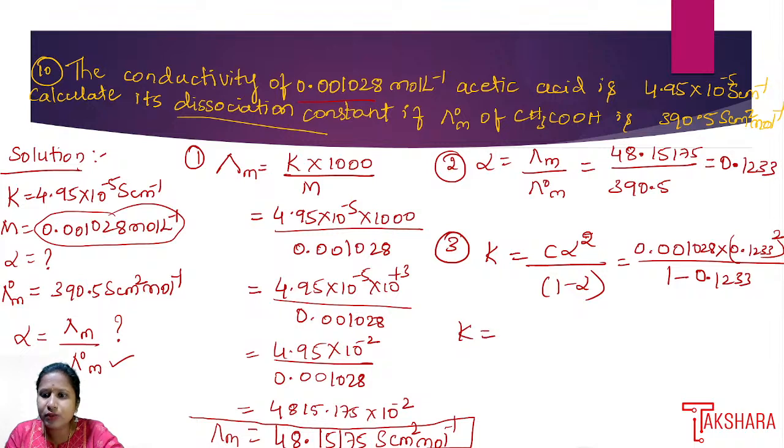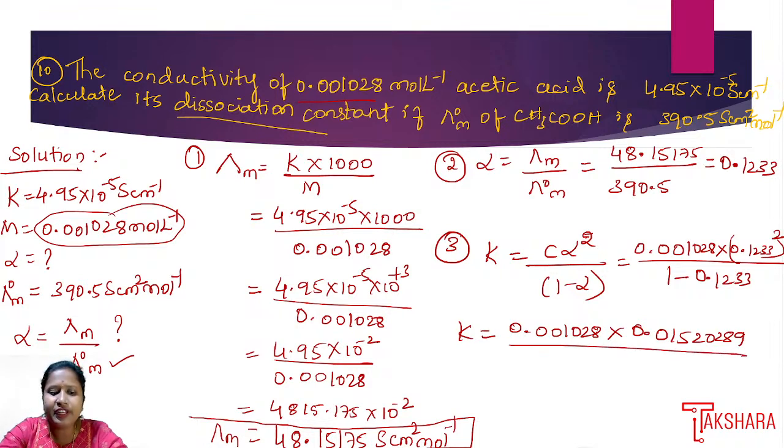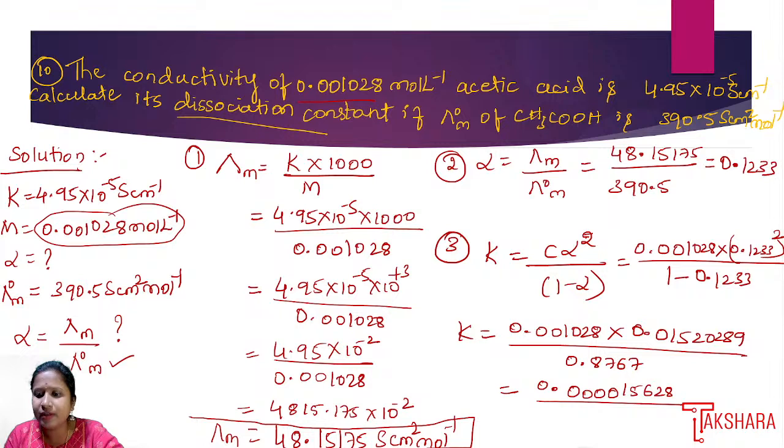So then K is equals to 0.001028 into 0.1233 into 0.1233, we will get the answer 0.0152028, divided by the denominator, where we need to do 1 minus 0.1233. The difference we get is 0.8767. First we solve the numerator: 0.001028 into 0.0152089, so the answer in the numerator is 0.40, divided by 0.8767.